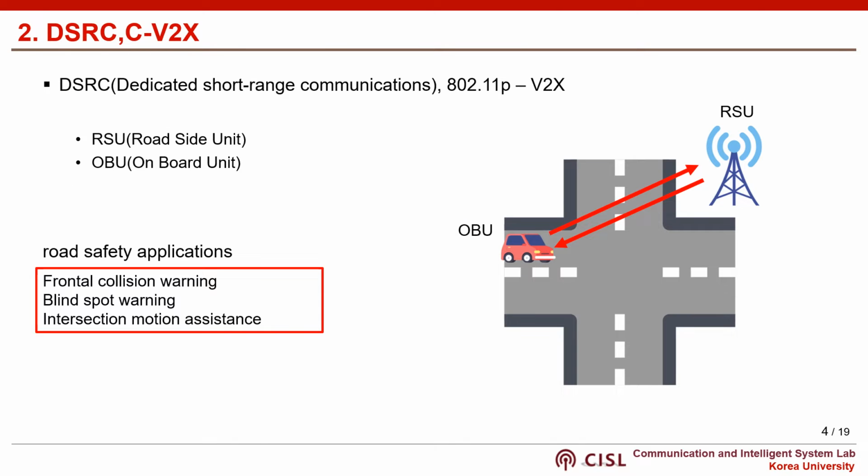So DSRC means Dedicated Short Range Communication. It was adopted in 1999 as an 802.11p based technology. The DSRC consists of two devices. It consists of an OBU that is a vehicle device and an RSU, which is a base station device. So the RSU and OBU communicate with each other and enable vehicle communication.